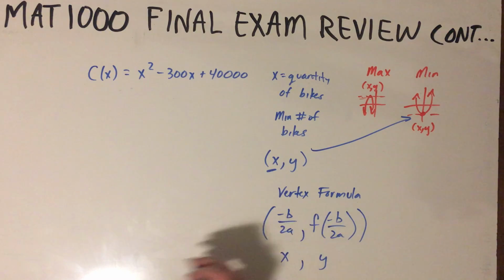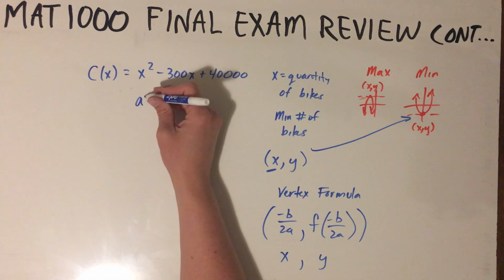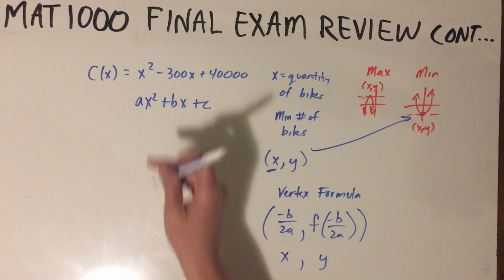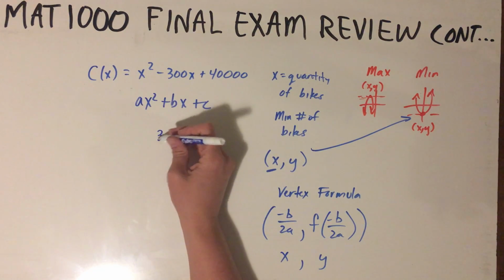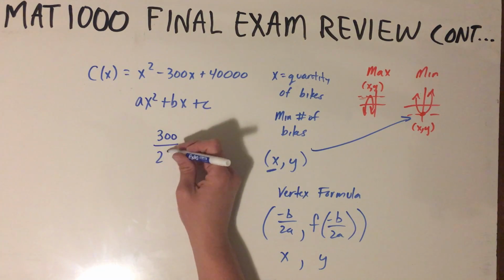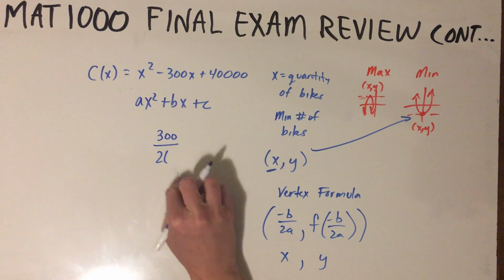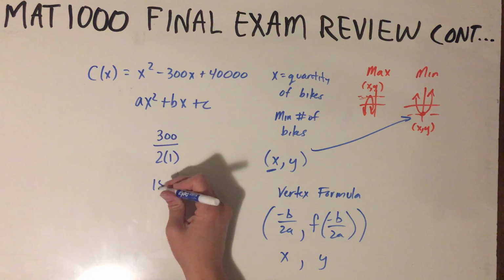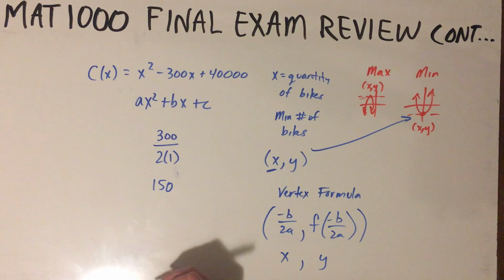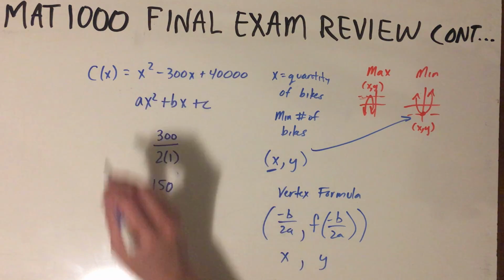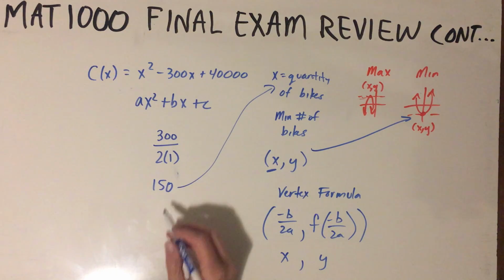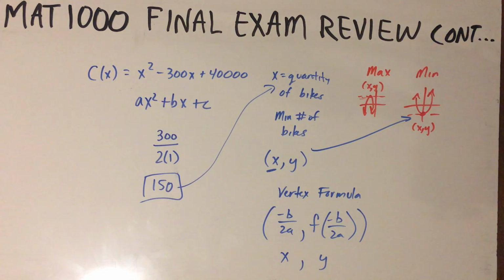Well, I'm going to do negative b. So this is when it's in the form of ax squared plus bx plus c. So negative b, or the opposite of b, is going to be 300 all over 2 times a, which in this case, a is just 1. So I'm going to get a value for the x term right here of 150. Remember that x represents the quantity of bikes. Well, that is the minimum number of bikes that I could produce.